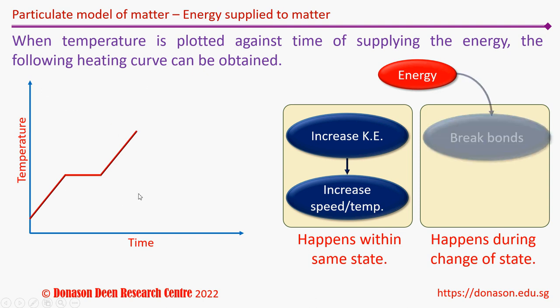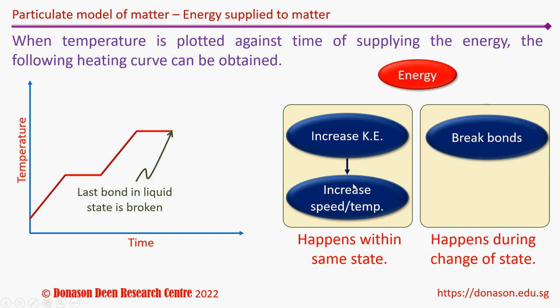And if we continue to supply the energy, this time the energy is going to go and break the bonds holding the particles together in the liquid state. So obviously the first bond in the liquid state starts breaking here, and the last bond in the liquid state is broken right at the end of this line. So throughout this process the temperature remained constant because we were channeling the energy to breaking the bonds and not into increasing the kinetic energy or increasing the temperature. So this is the position at which the last bond in the liquid state is broken.